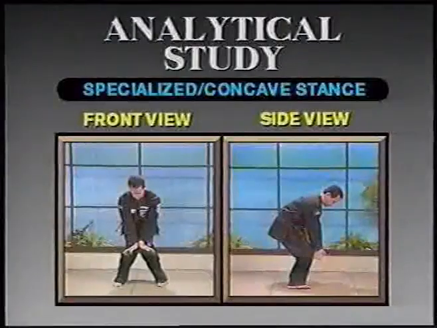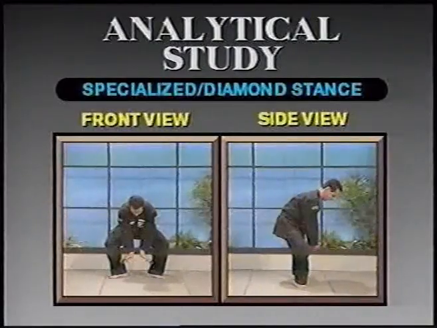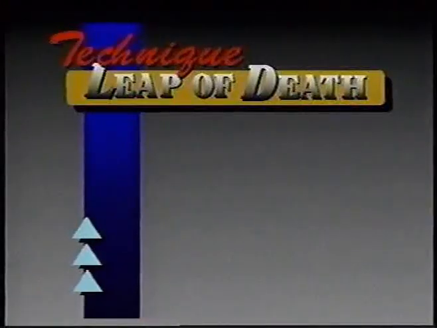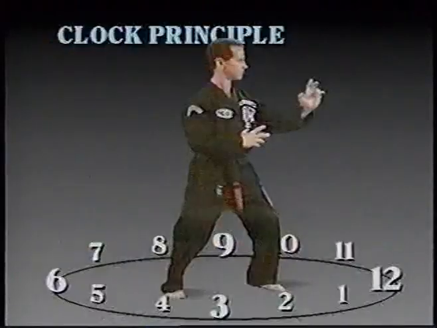The two specialized stances are the concave and the diamond stances. Because they are transitory stances used to heighten as well as support the effects of a technique, they will be demonstrated and not explained as heretofore presented. The technique leap of death demonstrates both the diamond and concave stances. The technique also employs a number of the stances previously discussed and how the clock principle satisfactorily pinpoints direction.